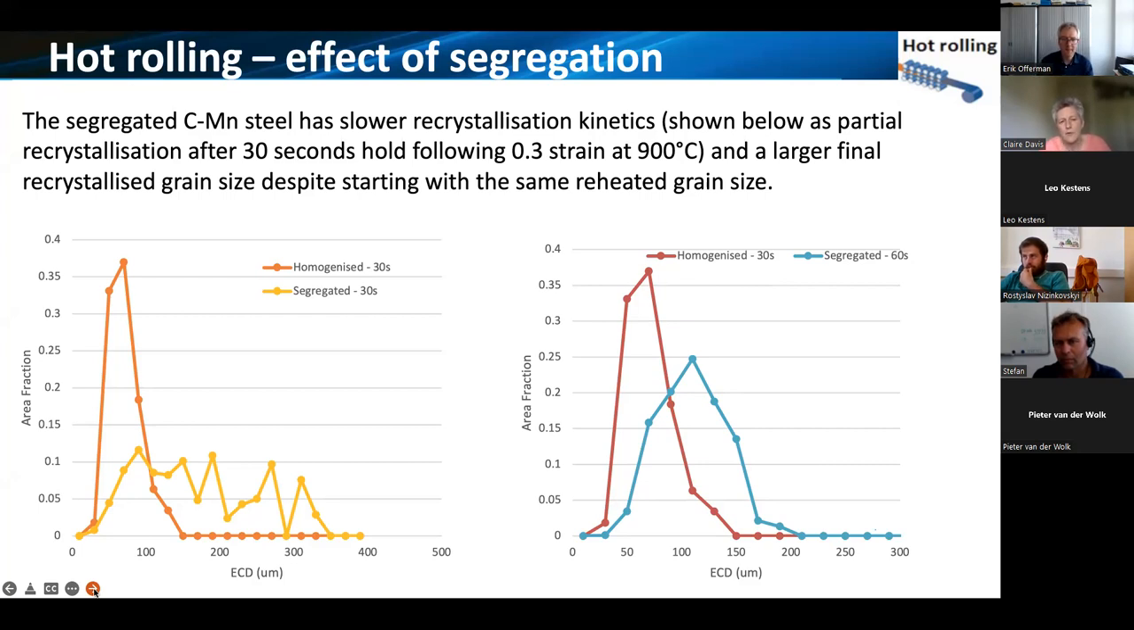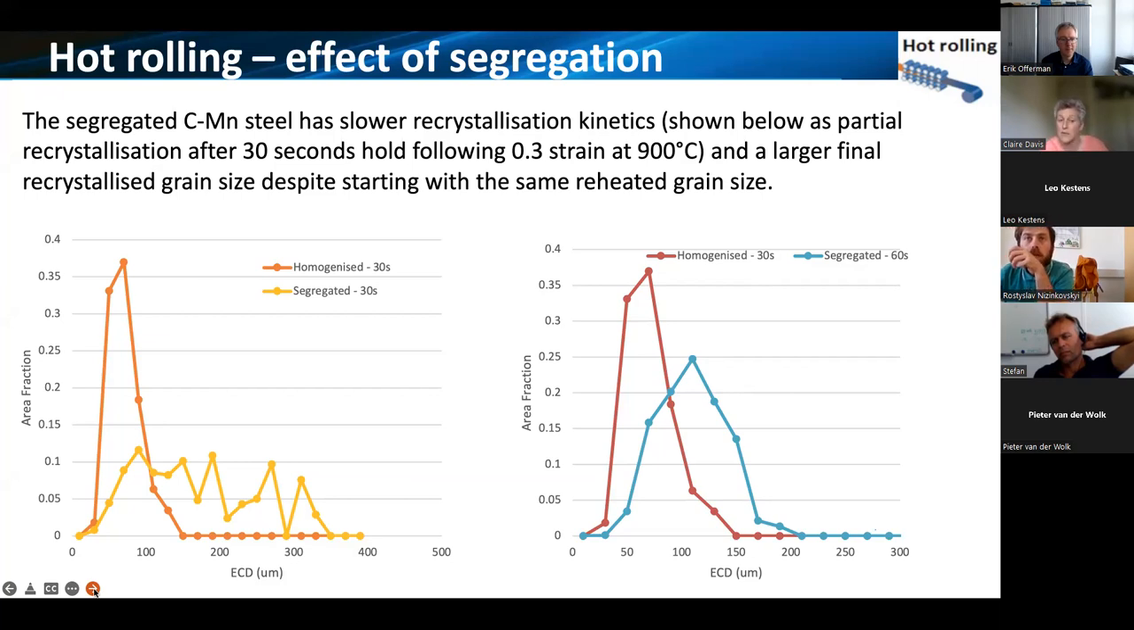So the bottom left graph here shows an interrupted test where it's been deformed to 0.3 strain, held for 30 seconds and then quenched to show how the grain size develops. And in this particular case, the homogenized material is fully recrystallized, which is actually what we would predict by using the average composition, starting austenite grain size and strain from the equations that are in the literature, the Dutta-Sellars type equations. But interestingly, same conditions, the segregated material is only partially recrystallized.